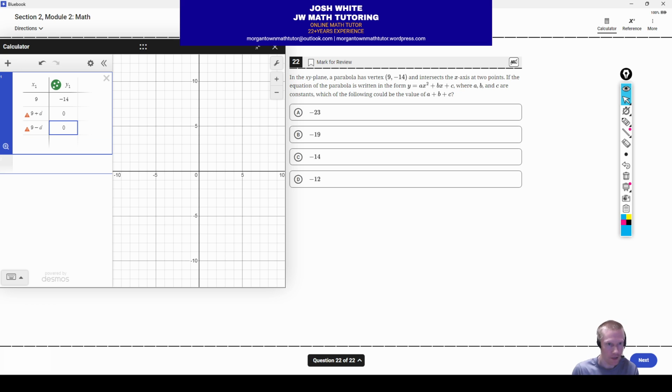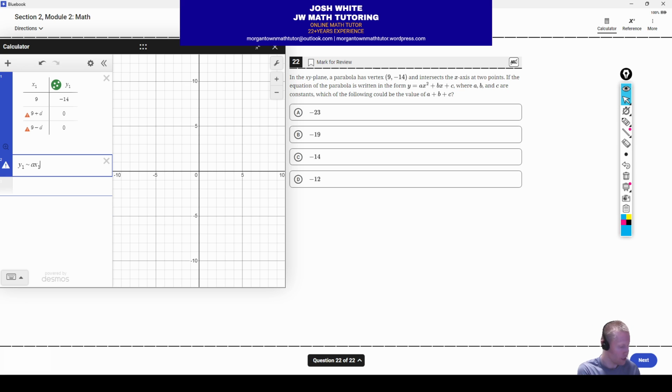So basically, if you think about it, you have the vertex at 9, negative 14. Then you have your 2 intercepts, which are symmetric, meaning one is to the right by some distance from 9 and the other's to the left by some distance. But I know that their y values are both 0 because it says in the problem it intersects the x-axis at 2 points.